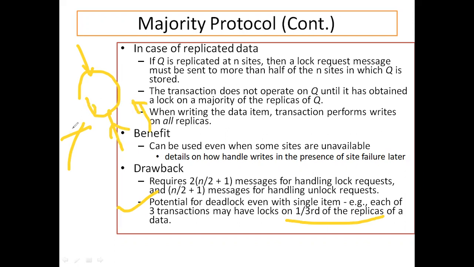So one is acquiring, then what would happen to these two? Suppose if we talk about the partition, then this is 1 by t, this is 1 by t, this is 1 by t. So each of the transactions should have a lock on 1 by third of the replica. Otherwise, what would happen? Potential for deadlock.